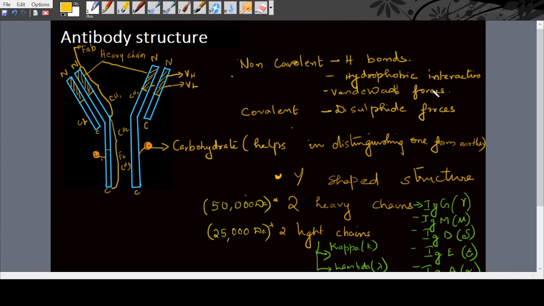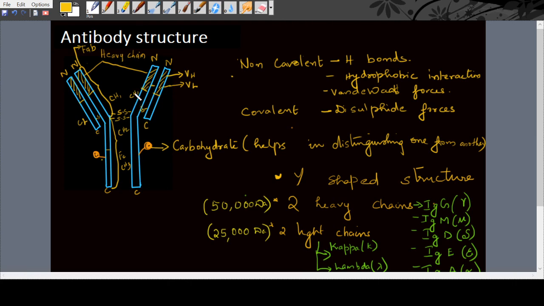So the disulfide interactions, you can see them here. Here you can see two disulfide interactions. Here also you can see an interaction. So these are the two disulfide interactions between two heavy chains, and between heavy and light chain also you can see the disulfide interaction. So these disulfide interactions stabilize the entire antibody structure.